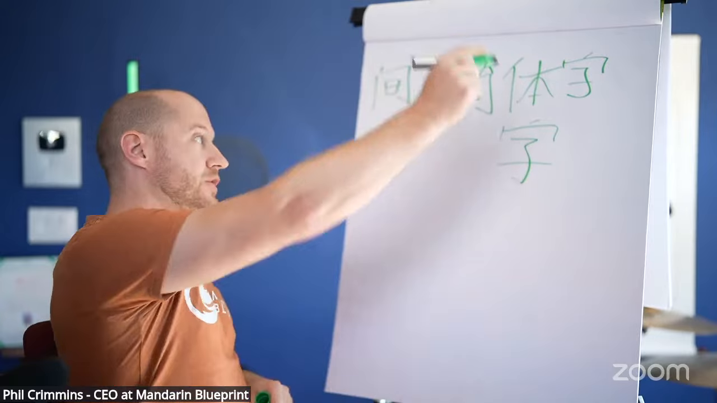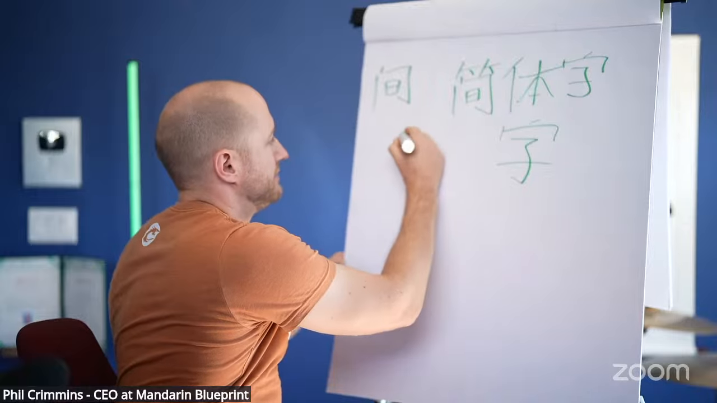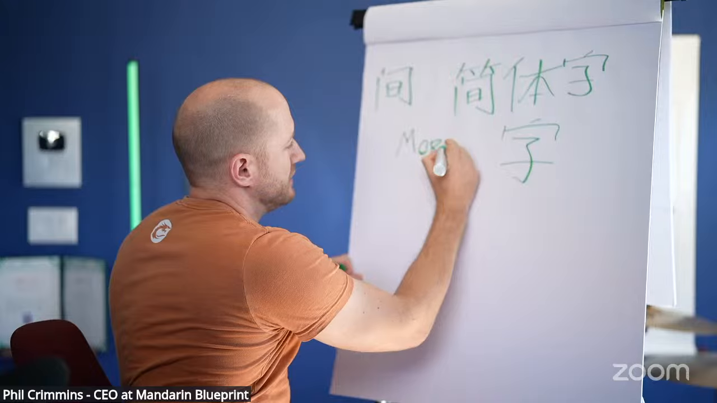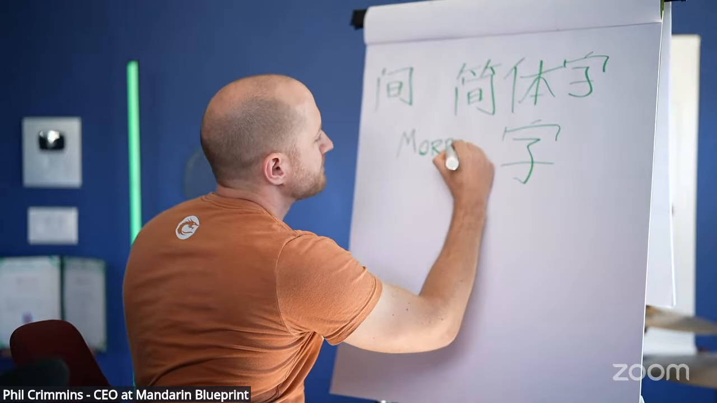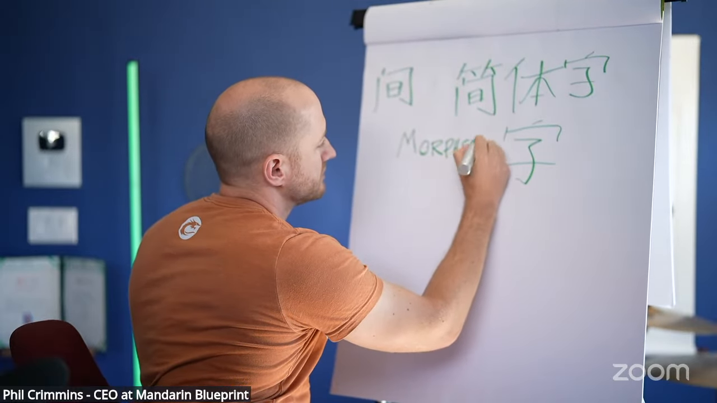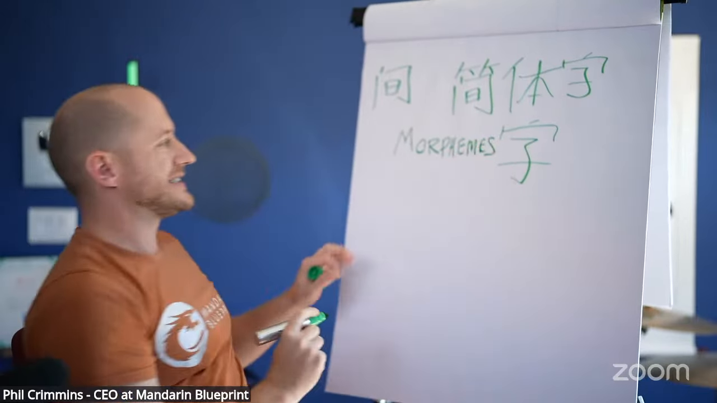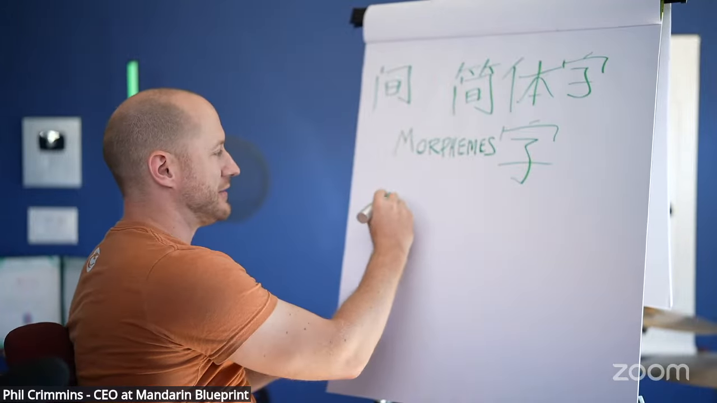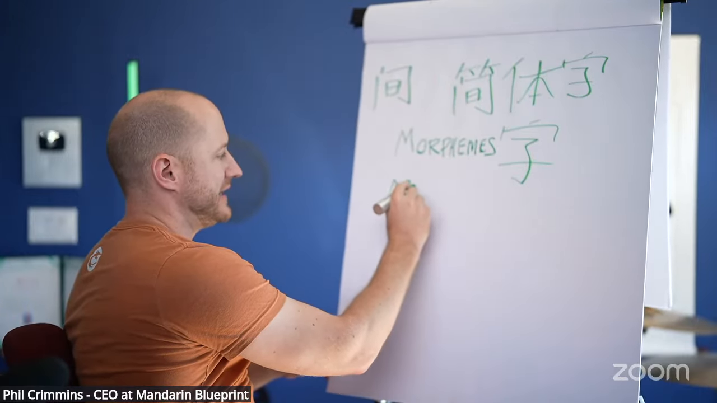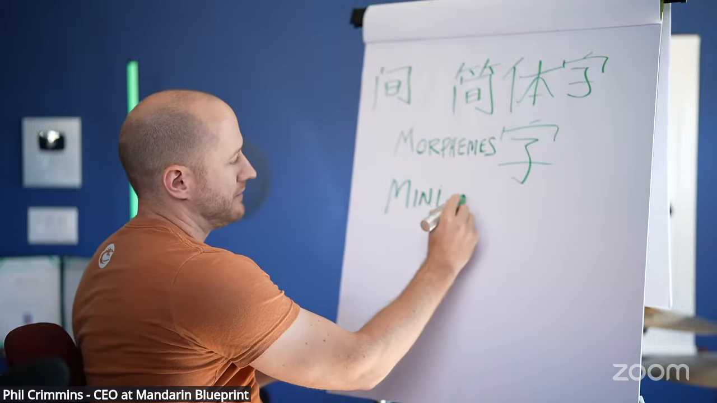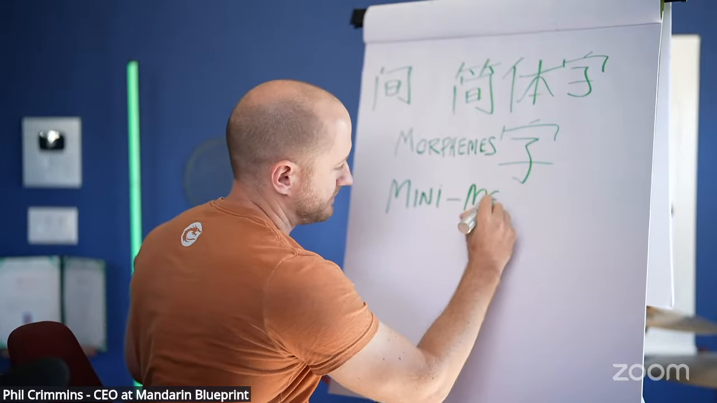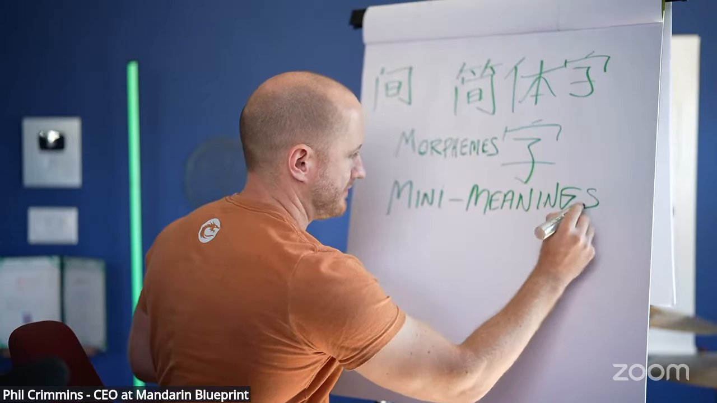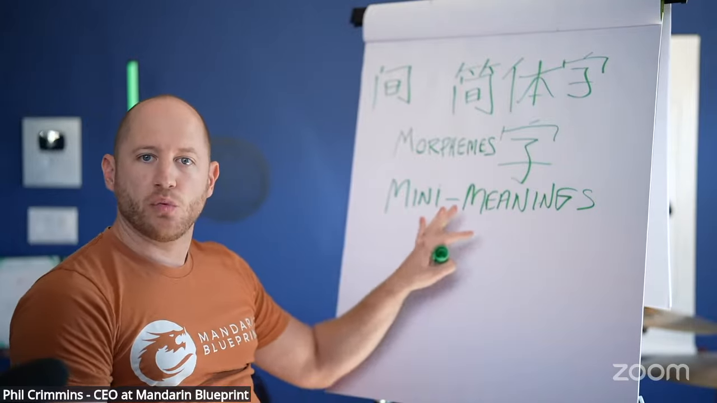Instead, you have a bunch of what some people call morphemes. That's the more technical, linguistic term, but I like to call morphemes just mini meanings. Just mini meanings. And so what am I referring to there?